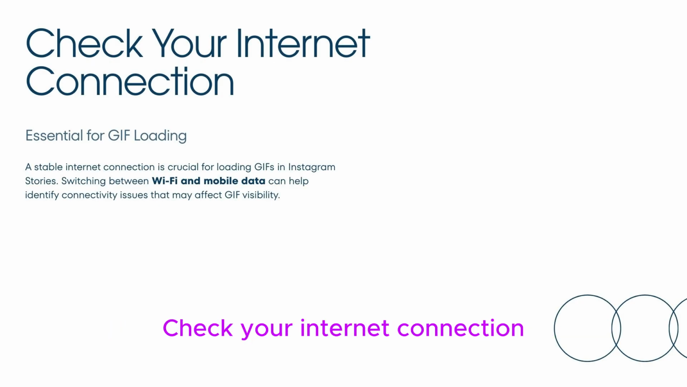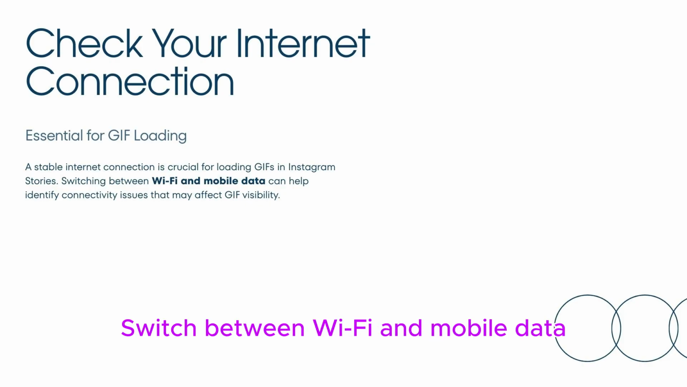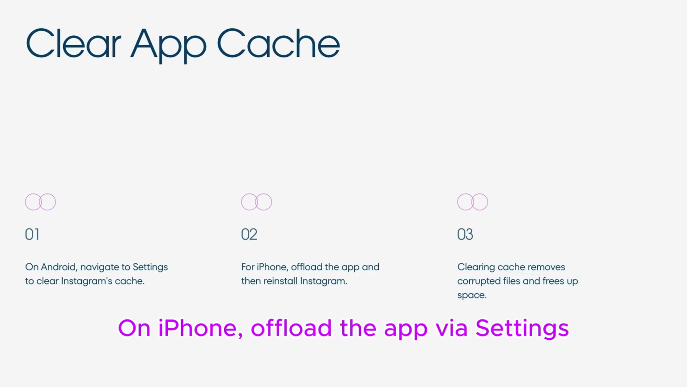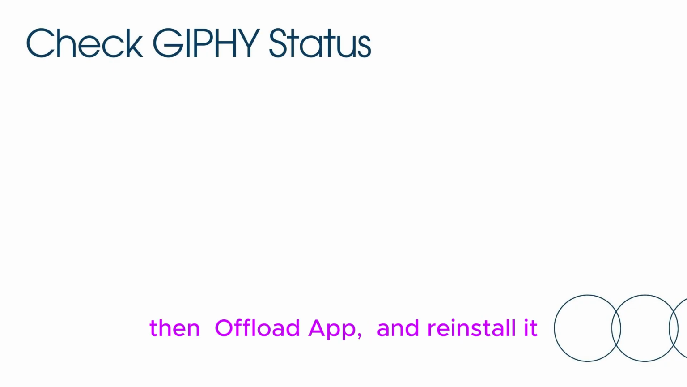Check your internet connection. A slow connection can prevent GIFs from loading. Switch between Wi-Fi and mobile data. Clear the app cache. On Android, go to Settings, Apps, Instagram, Storage, and tap Clear Cache. On iPhone, offload the app via Settings, General, iPhone Storage, tap Instagram, then offload app and reinstall it.